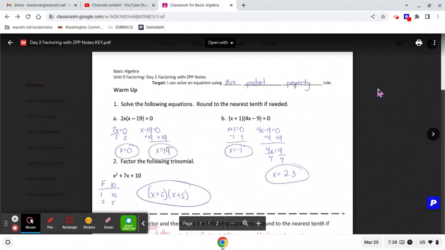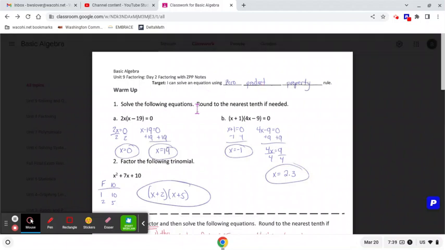Today we're going to focus on factoring and solving using ZPP. So you're going to be able to solve an equation using the zero product property rule. The warm-up is just getting us ready to solve equations again.